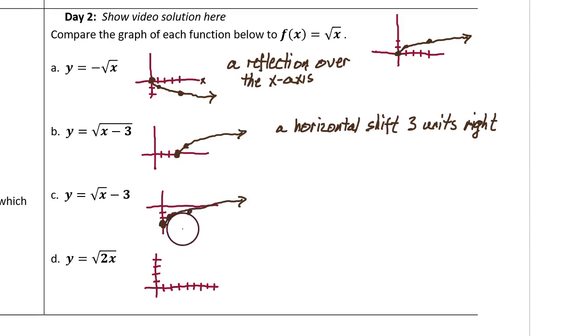Exactly the same curve as the original in the top right. It's just that that starting dot has been adjusted. Now, how would you describe that? We could say that that's a vertical shift down 3.